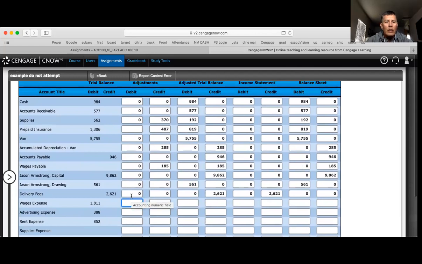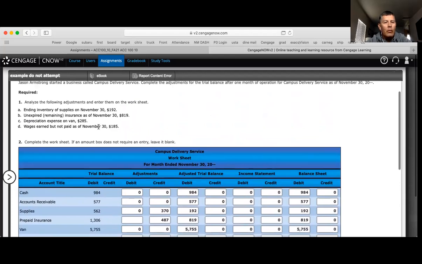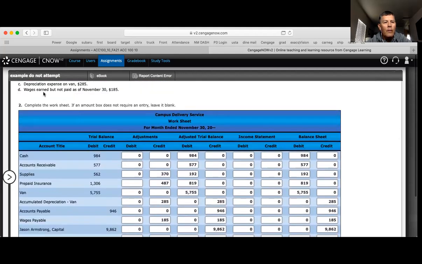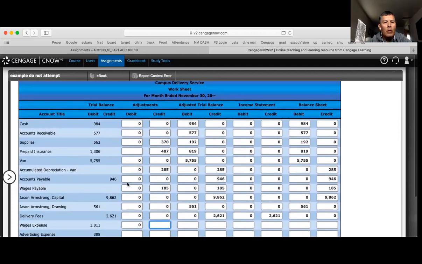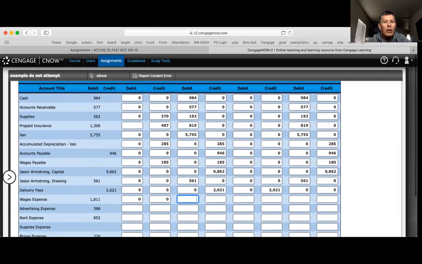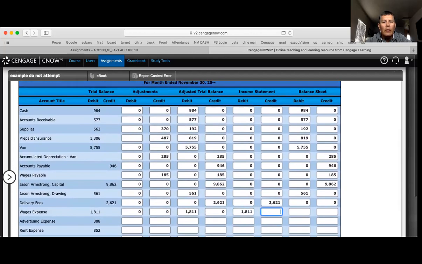Wages expense will be 0 here. Now keep in mind we had a wage up here, but we didn't put it in as an expense. We didn't put that in there yet because it went to a payable. Notice this is wages earned but not paid, that's why it went to a payable up here. Right here, wages payable 185. So wages expense, there are no adjustments there. We will have a balance of 1811. 0 here. Also, this will go 1811 on our income statement. That's going to be 0, this does not go on the balance sheet as well.